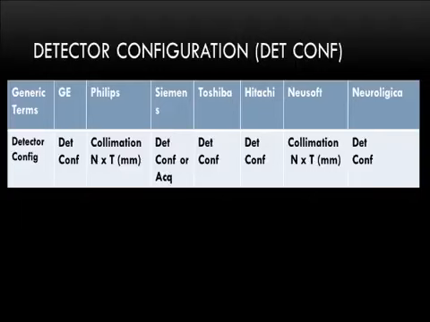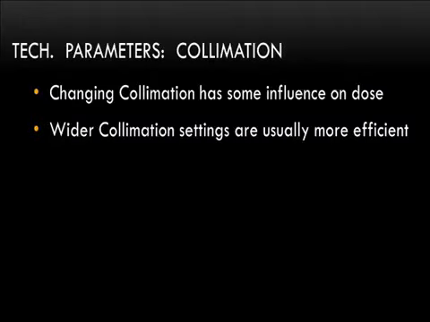What is it called? Luckily, it's mostly called the same thing. I shortened this from the lexicon because I couldn't get all the words on there. But detector configuration is either called detector configuration or collimation by all the manufacturers. Actually, Siemens calls it acquisition. Sometimes it just says ACQ next to it there. Okay? All right. Changing collimation has some influence on dose.